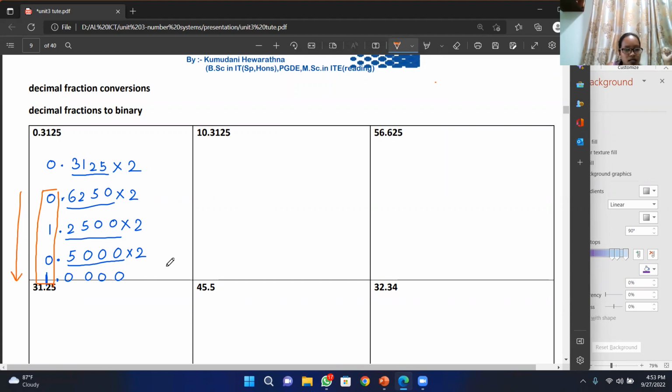So the answer is 0. Because there are no whole numbers, you have to put the whole number part as 0. So it is 0.0101 and the base is 2.